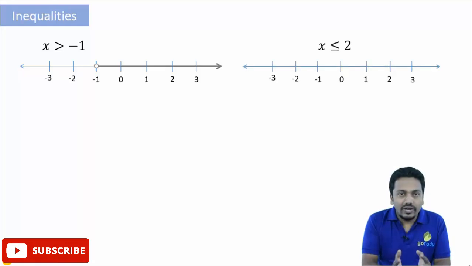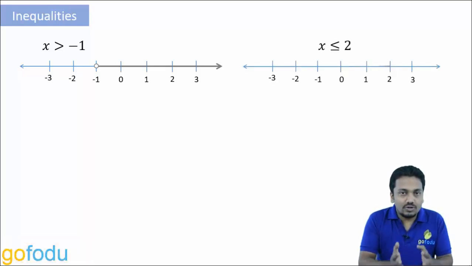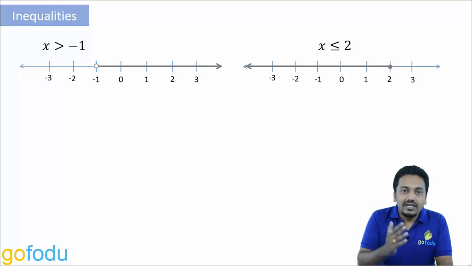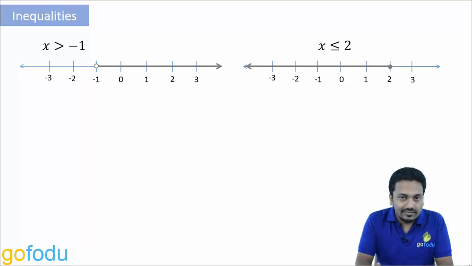X less than or equal to 2. Here x could also be equal to 2. So we'll use a filled circle at 2. This basically shows x belongs to -infinity to 2 included.